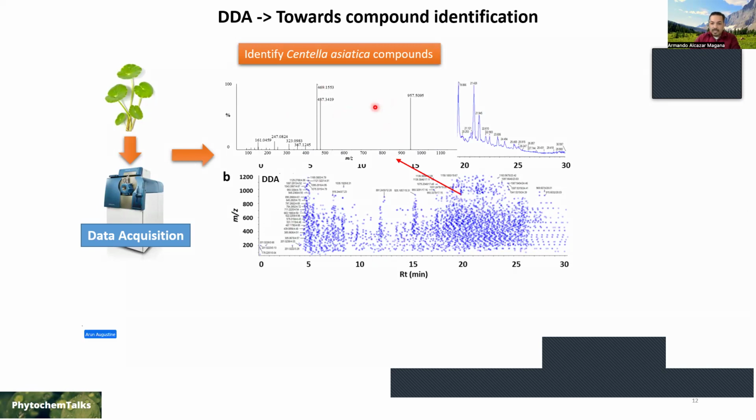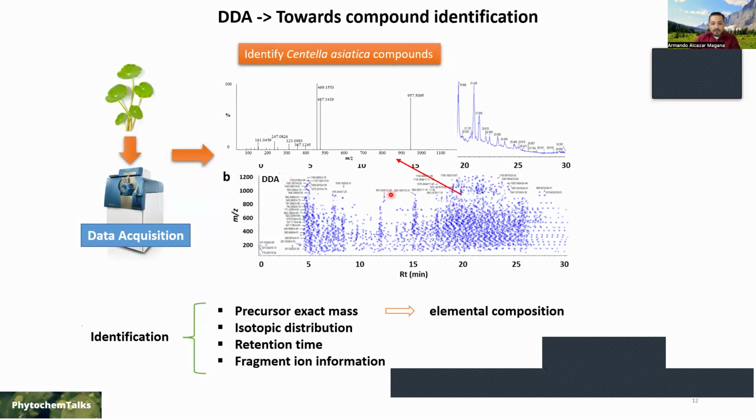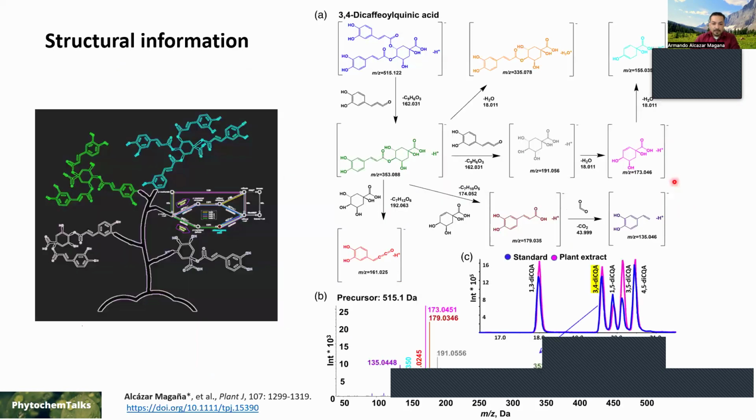So these data sets are huge. And from here, we get the precursor exact mass, from which we can get the elemental composition for most of them. We have the isotopic distribution, we have retention time and fragmentation information. And of course, we have the abundance of each peak. So we can compare a treatment, let's say a knockdown, against a wild type of a specific plant.